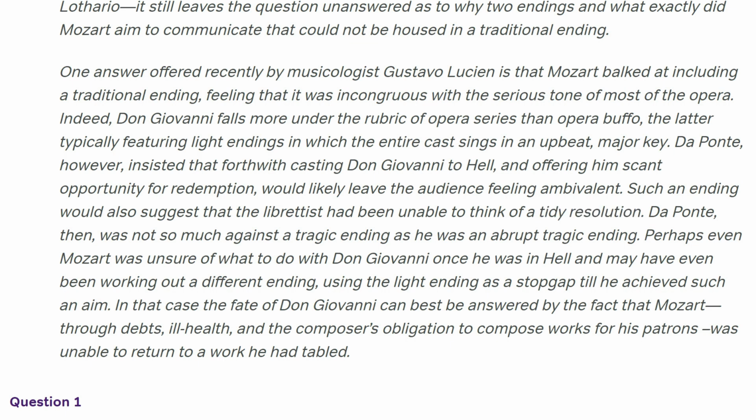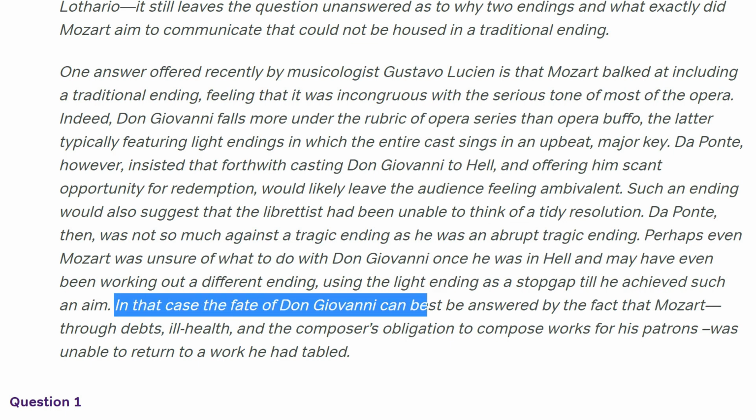Da Ponte then was not so much against a tragic ending as he was an abrupt tragic ending. So he didn't like the abruptness, the suddenness of the tragedy. Perhaps even Mozart was unsure of what to do with Don Giovanni once he was in hell, and may have even been working out a different ending, using the light ending as a stopgap till he achieved such an aim. So he wrote the light happy ending, but then was hesitating, should I do a serious ending?